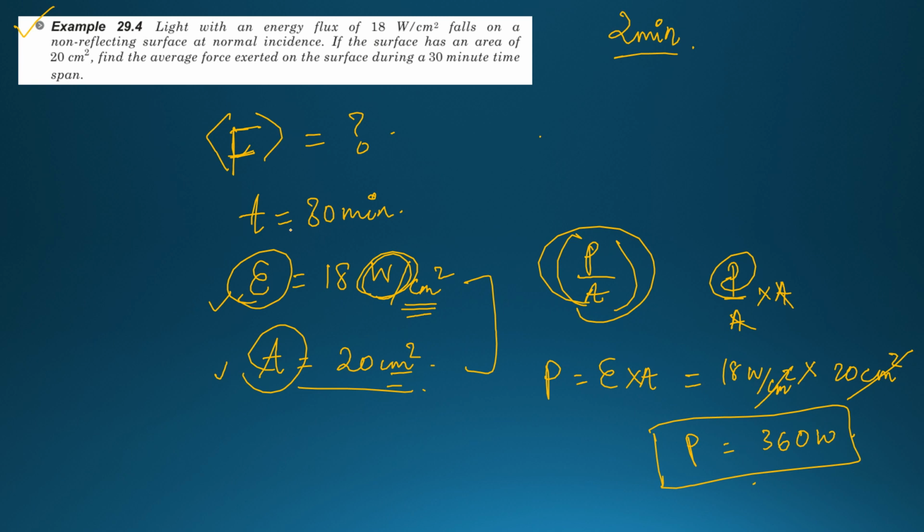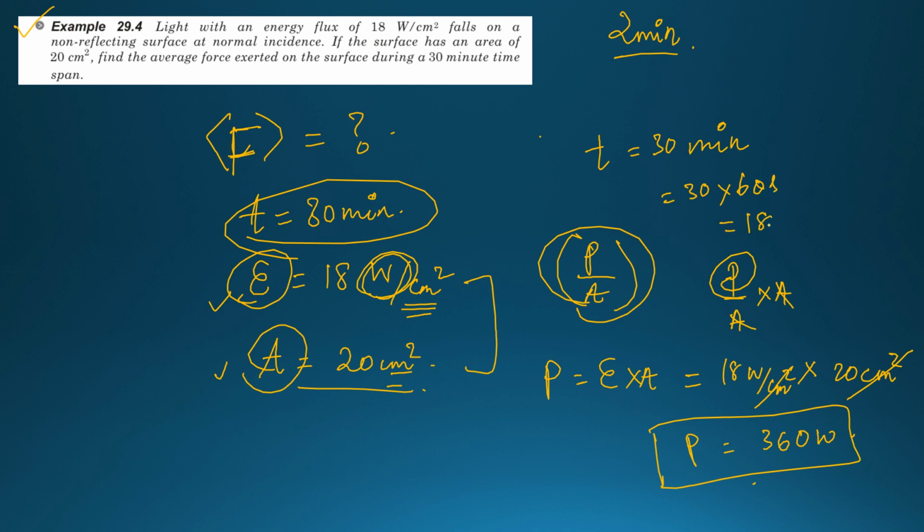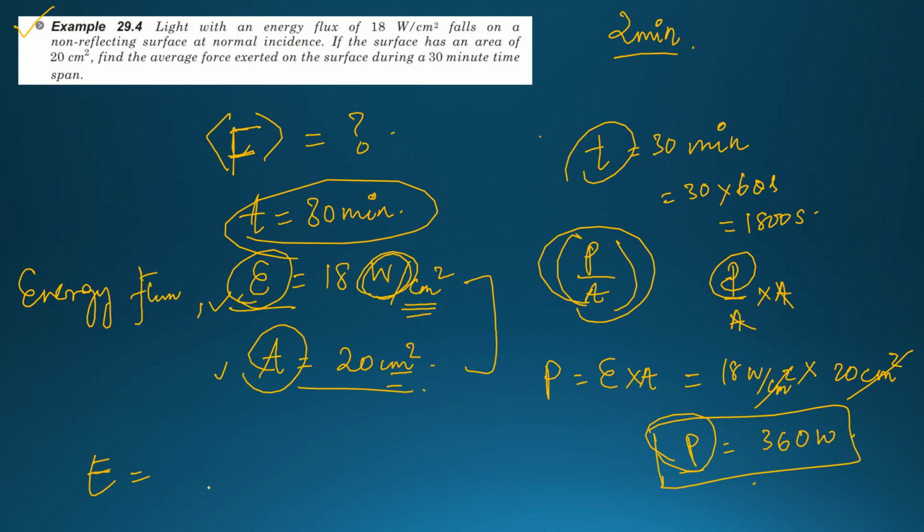You have time t equal to 30 minutes. That is 30 into 60 seconds, that is 1800 seconds. Power is 360 watt. So if you have power and time, what can we get? We can get energy, right? So energy E. This E is energy, this E is energy flux. Be careful about how I write it. Don't get confused, this is our energy only.